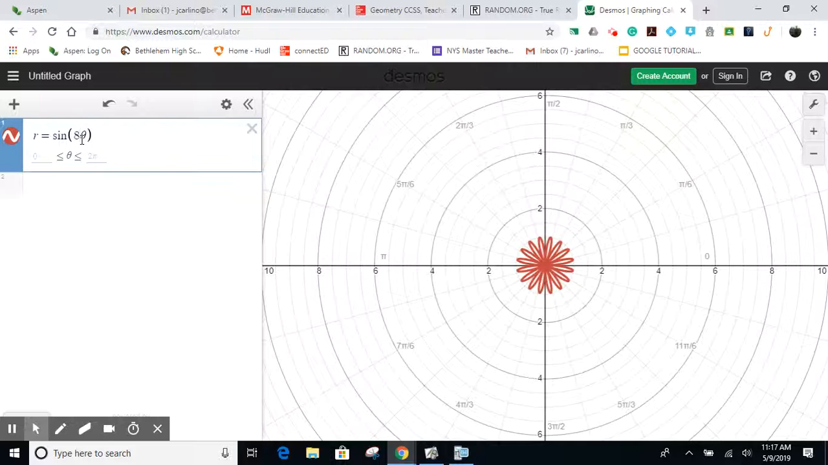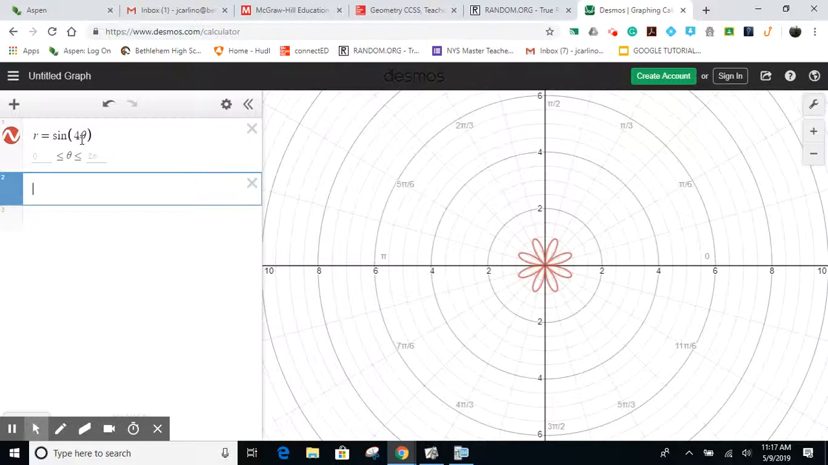You have multiple equations then? Yeah, go down, just press enter. Can you do a squared? Is that how you square it? Cosine squared, I'm sure you can. R equals cosine. How do I do a square? I'm not too familiar with this. I don't know how to do a squared on here.